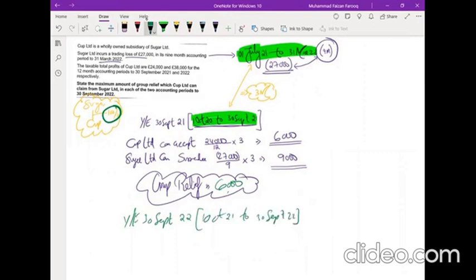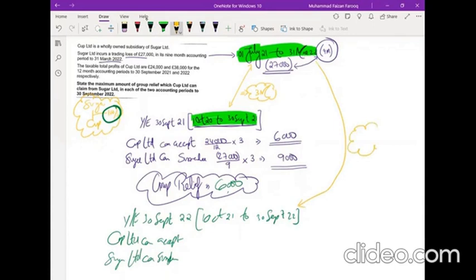Okay, now Cup Limited can accept and Sugar Limited can surrender. But before moving forward, we have to find out how many months match here. How many months are completely matching? 6 months. So all the working will be based on 6 months. Cup has a profit of how much?